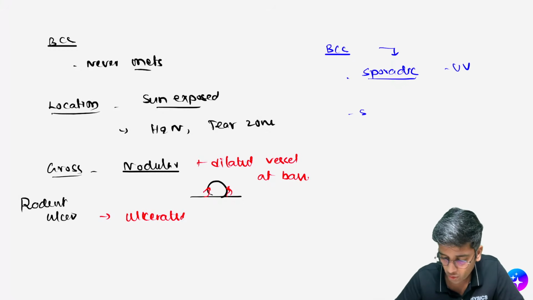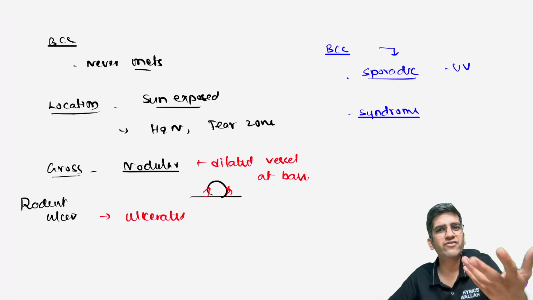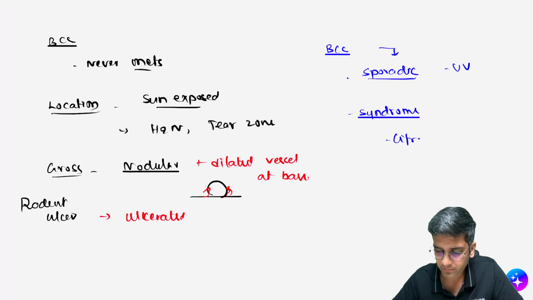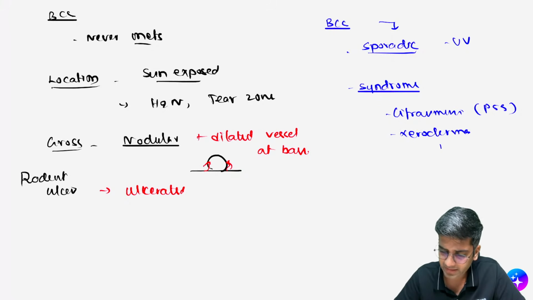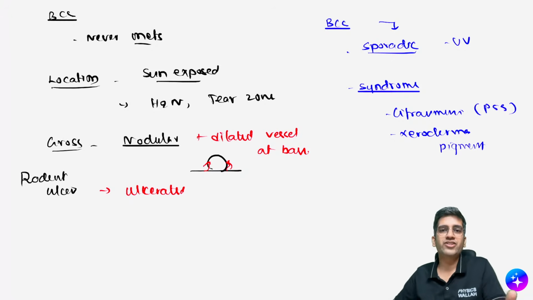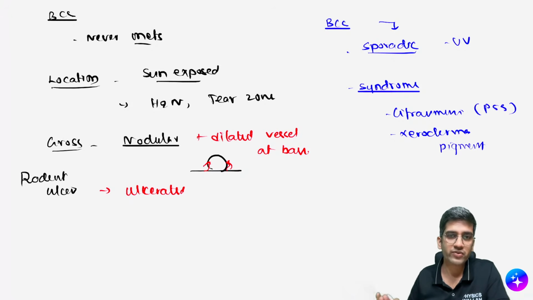BCC can also be syndromic. There are multiple syndromes which cause BCC. Some syndromes cause every skin cancer. For example, Li-Fraumeni. Li-Fraumeni is p53 loss. Every skin cancer can be there: squamous cell carcinoma, basal cell carcinoma, as well as melanoma. Right? Same with xeroderma pigmentosum. It increases risk of skin cancer, that's all. In xeroderma pigmentosum, we have a problem in nucleotide excision repair. Again, it increases risk of almost every cancer.